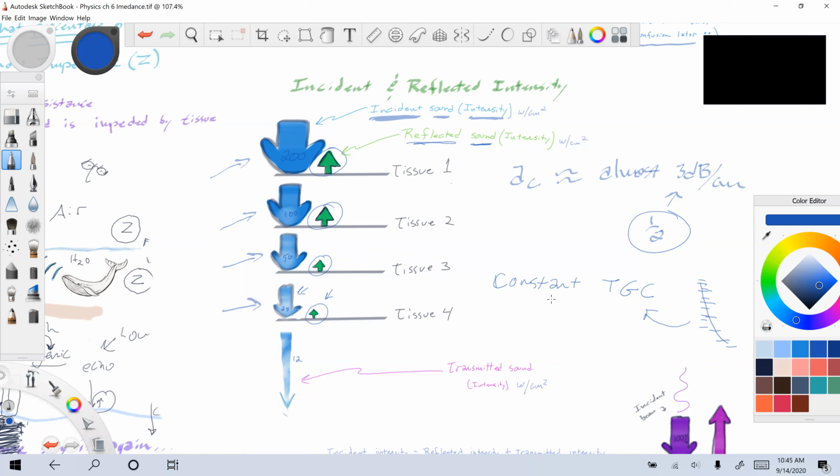Time gain compensation. In other words, the machine understands that for every centimeter of depth, it has to listen harder for the sound. If it doesn't listen harder, then what you will end up having is a screen that's very bright at the top and very dark at the bottom. And that doesn't do us any good. We want more or less the same brightness from top to the bottom. It doesn't always work out that way, which is why we have control of TGCs as well.